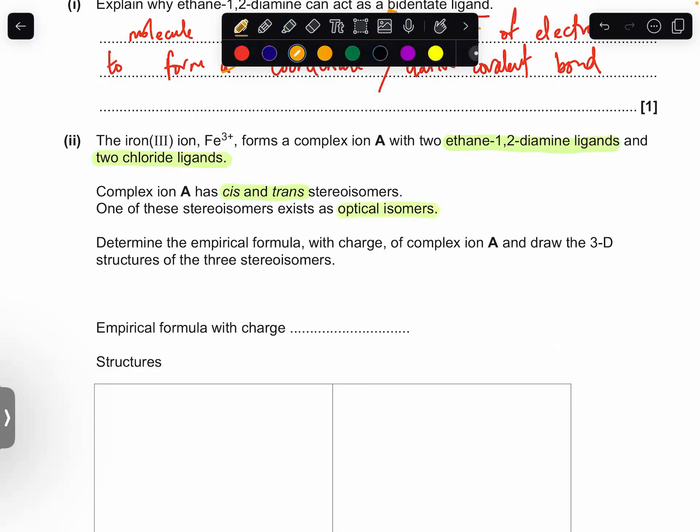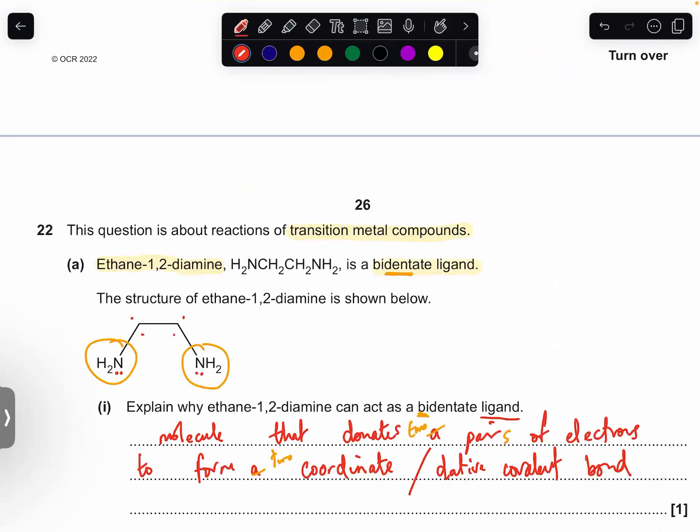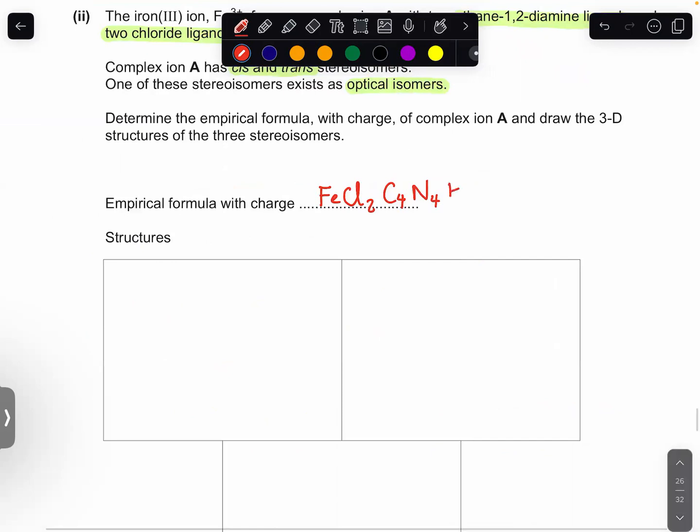What's the empirical formula first? You see, the empirical formula is going to have one iron. It's going to have two chloride ions, as it says in the question, and it's going to have four carbon. Four carbon is going to have four nitrogen. And how many hydrogens will there be? 1, 2, 3, 4, 5, 6, 7, 8. 8 times 2 is 16 hydrogens. So a bit of a counting game here. Let's have a look at what the mark scheme says. C4H16N4Cl2Fe. Yep, that's correct.